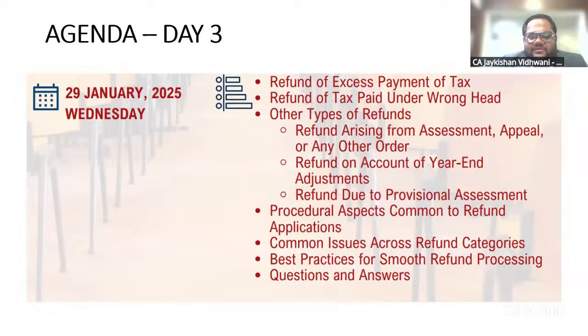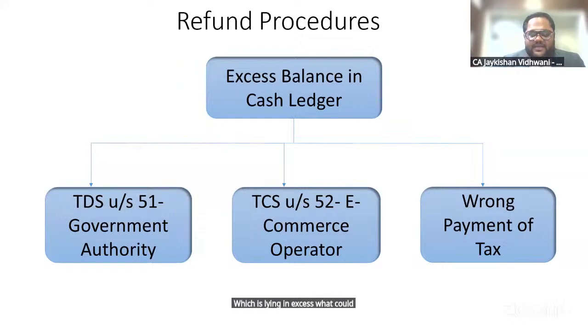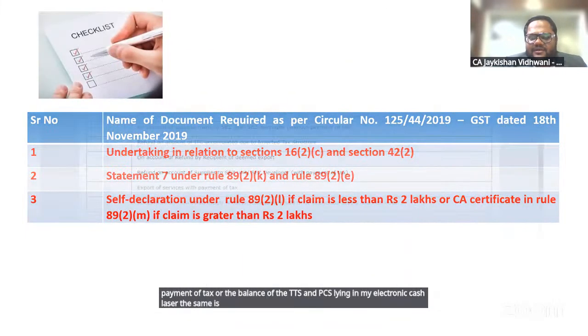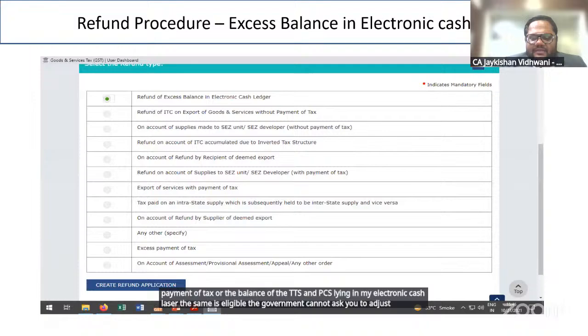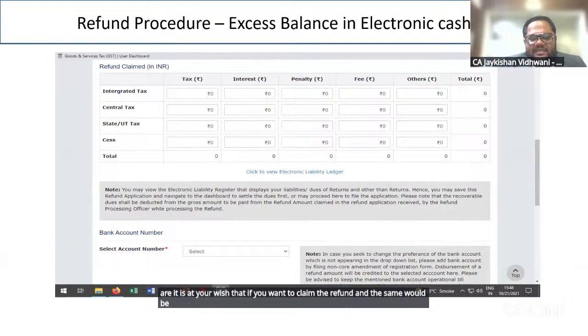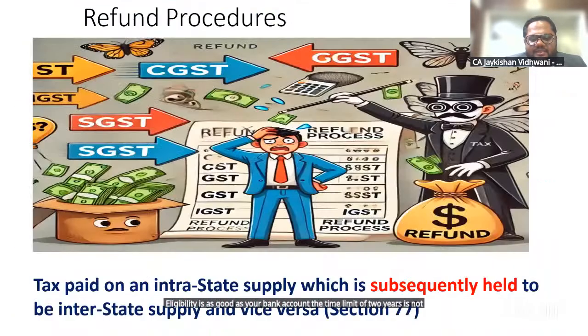After that, in today's session, we discussed the balance in the electronic cash ledger which is lying in excess. What could be the scenarios? It could be a wrong payment of tax or the balance of TDS and TCS lying in my electronic cash ledger. The same is eligible. The government cannot ask you to adjust the same. It is at your wish if you want to claim the refund, and the same would be eligible. It is as good as your bank account. The time limit of 2 years is not applicable on this.